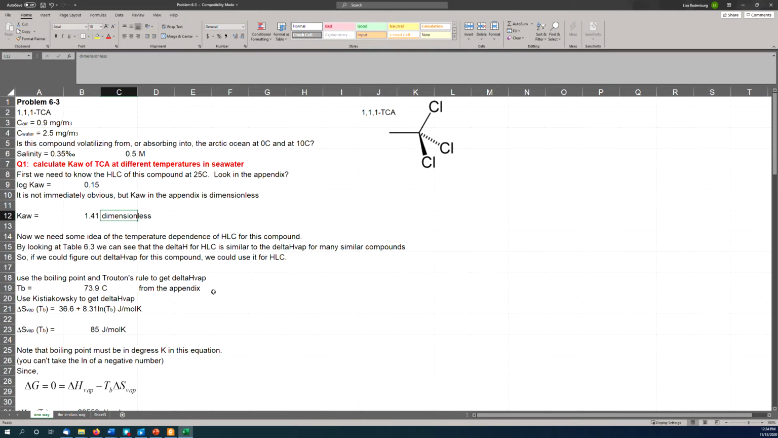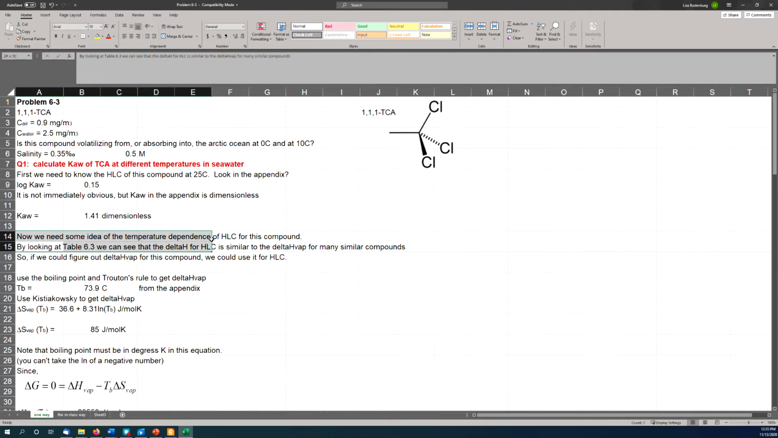But the math is the same, so just kind of trust me on this. Okay, now, you have a Henry's law constant, but again, this is at 25 degrees Celsius. I need to know what this Henry's law constant is at 0 and 10 degrees Celsius, and also at a different salinity. So, we need to figure out delta H of Henry's law for this compound.